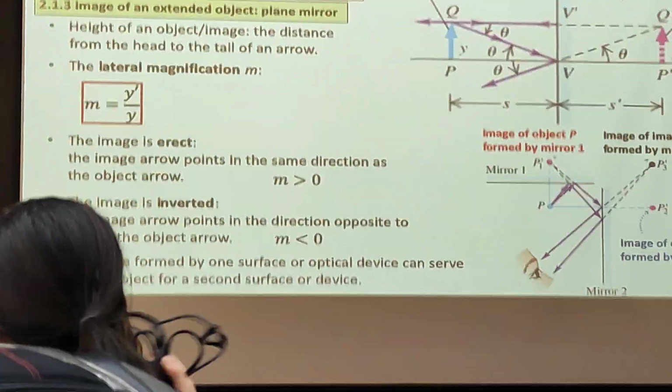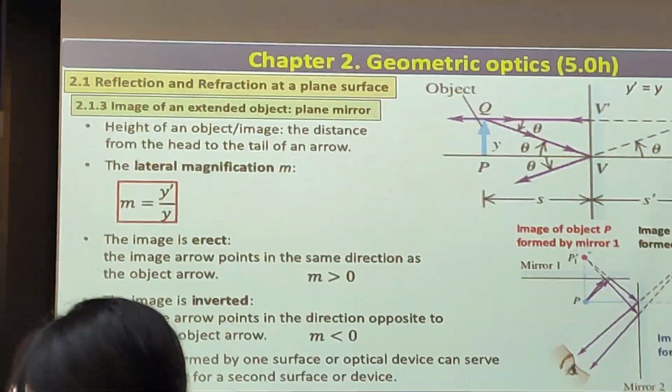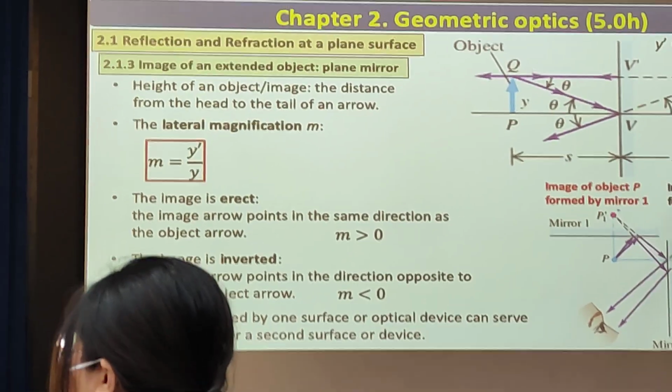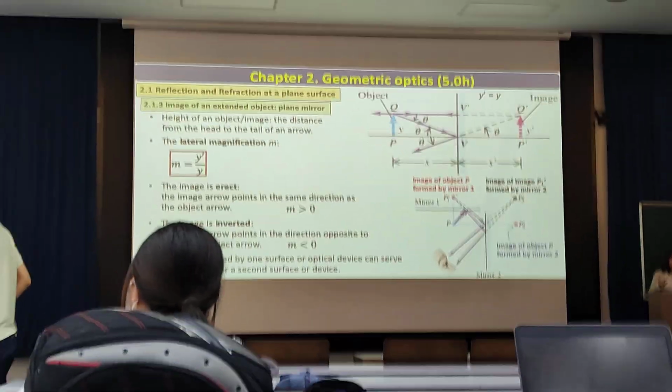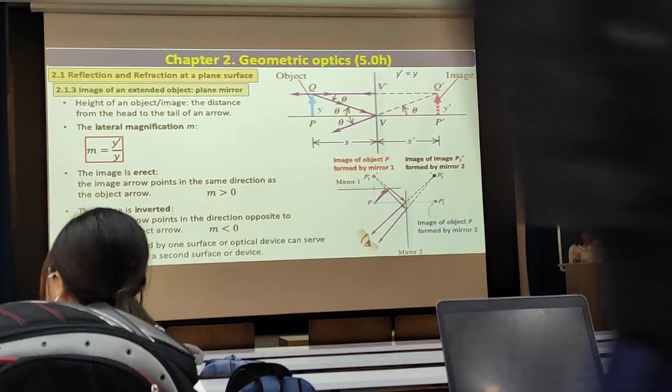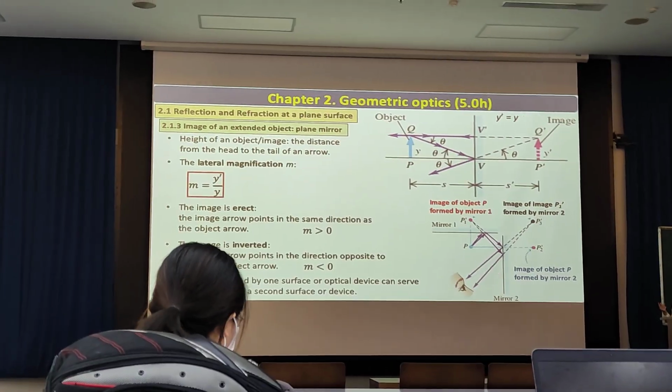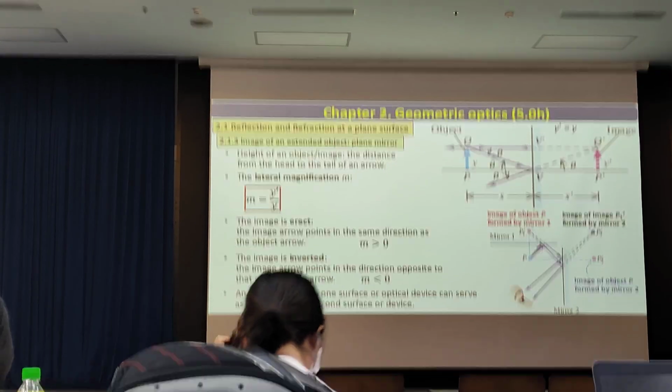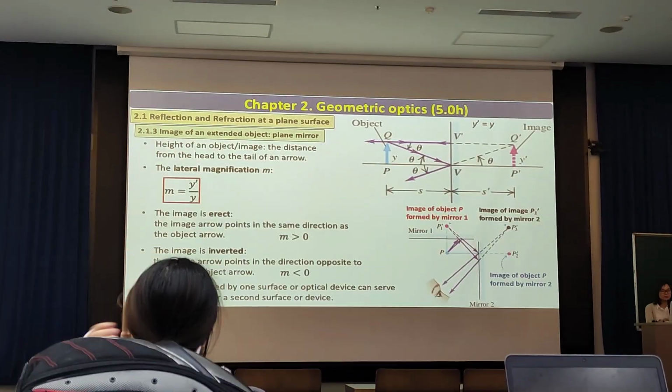Also, you can have a magnifier or some other optical devices, in which the image after the first device becomes the object to the second device. So it is a concept. We will deal with this right after this chapter.